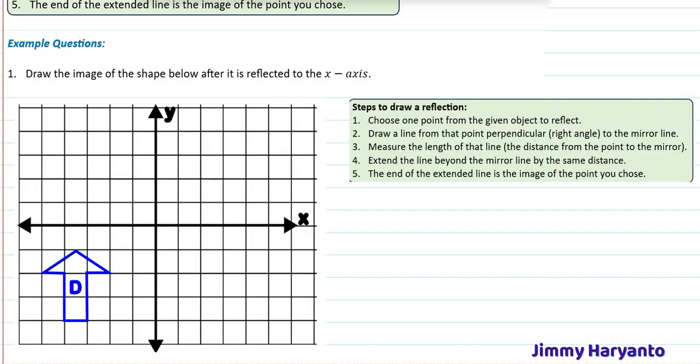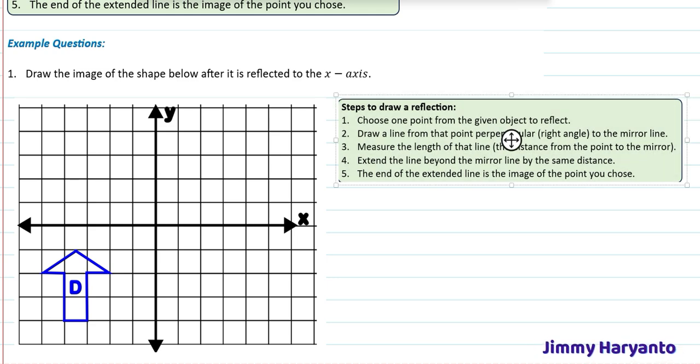Okay, let's practice drawing a reflection using the steps given before. Draw the image of the shapes below after it is reflected in the x-axis. Actually, if it is reflected in a horizontal line or vertical line, it's very easy to do, but let's follow the steps first.